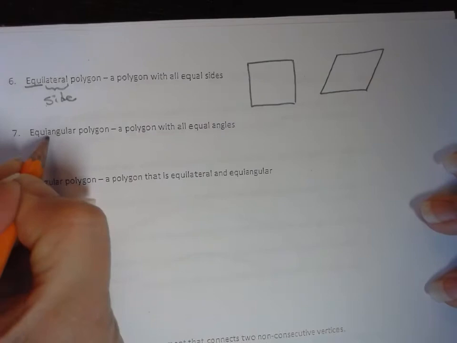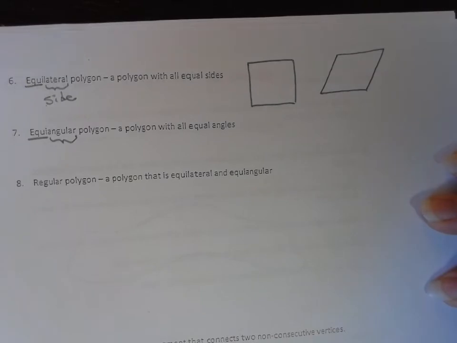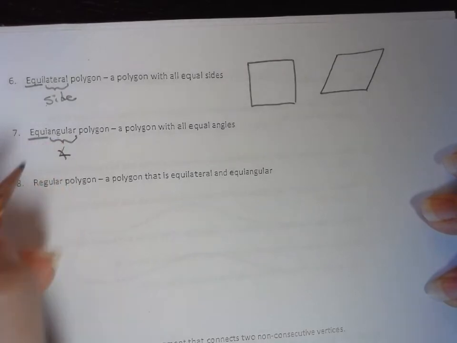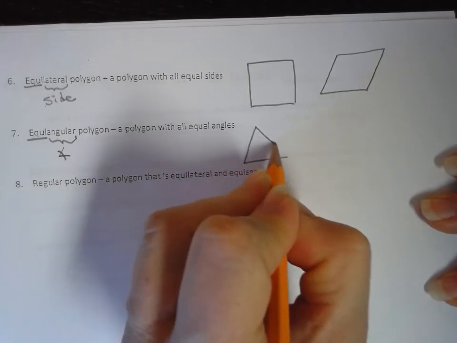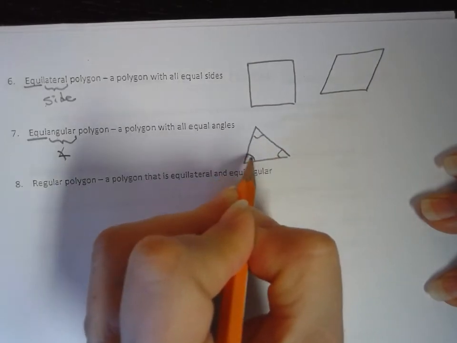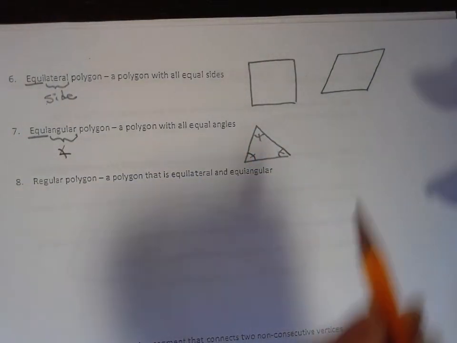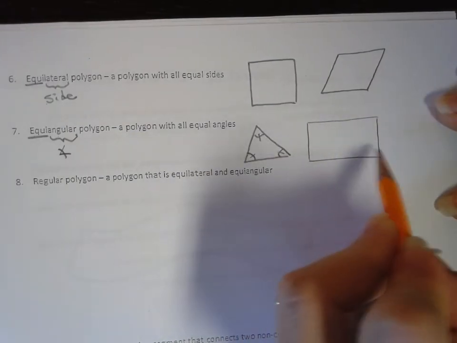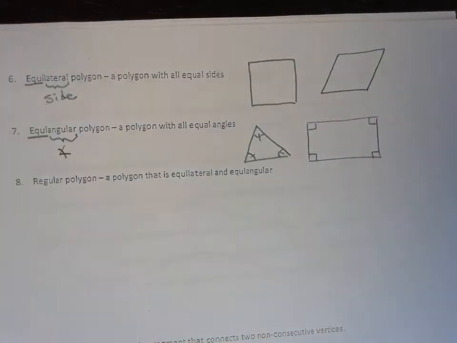If we go down here, we're going to go to equiangular. Well, kind of like lateral was line or side, angular is angle. So here we're talking about equal angles. Okay, well, there's a few of those. We can have an equiangular triangle, right? Each angle is 60 degrees. We can have an equiangular quadrilateral, also known as a rectangle. And there's other shapes. All of them can be equiangular.